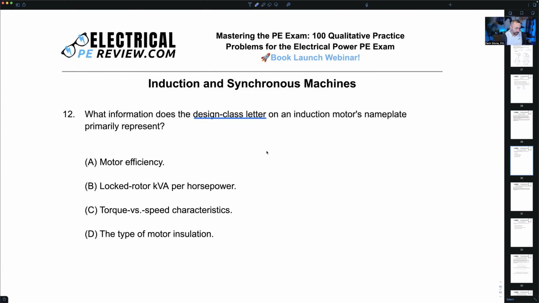All right. A, class letter, is that motor efficiency? B, is that locked rotor kVA per horsepower? C, is that torque for speed curve characteristics? Or D, is it the type of insulation? I know it's not B.